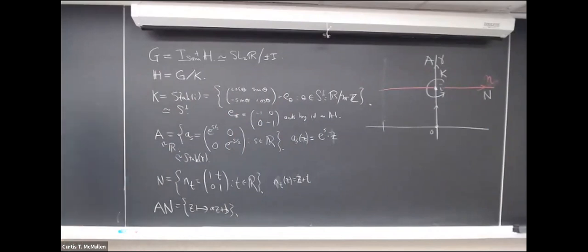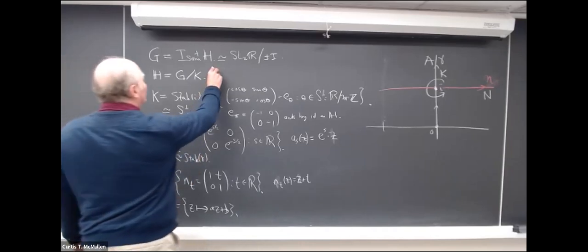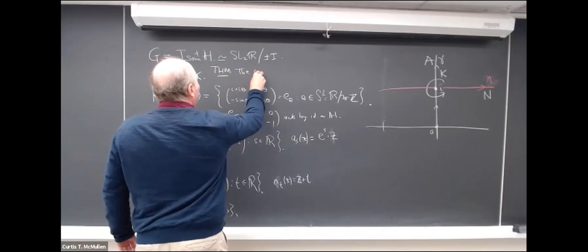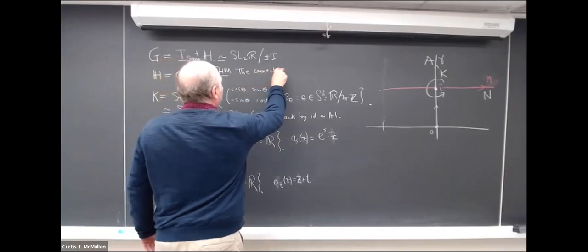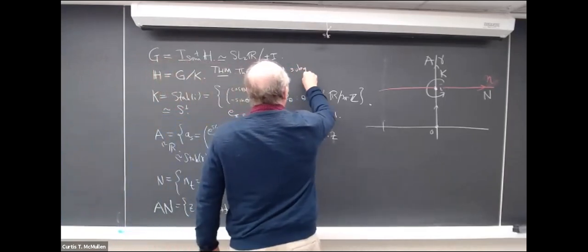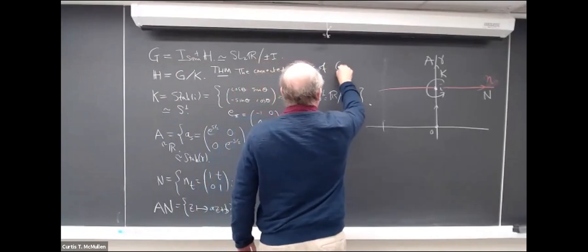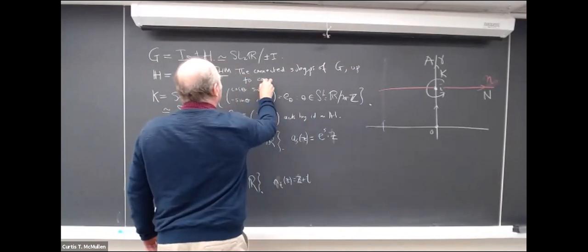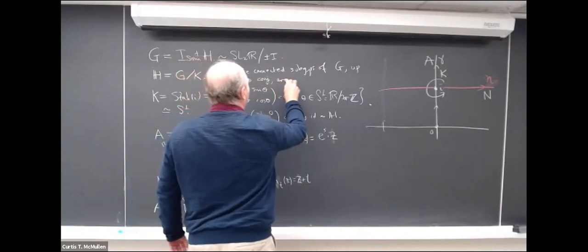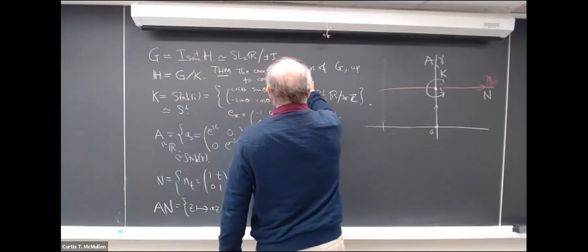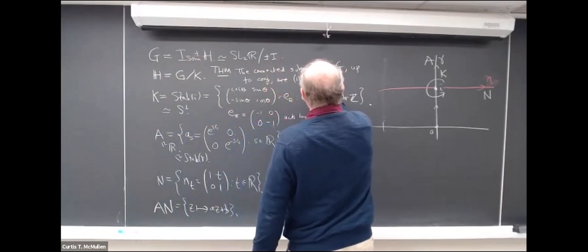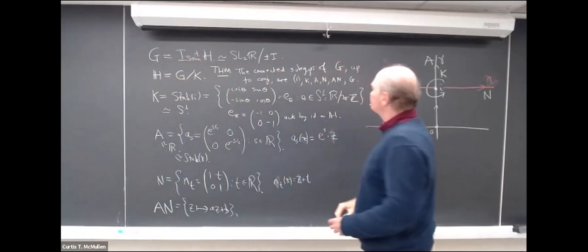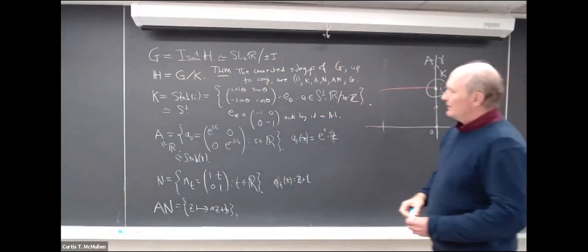And we can make a little theorem here, which I'll just sneak in. In fact, the connected subgroups of G, up to conjugacy, are, in fact, the identity, K, A, N, AN, and G itself.